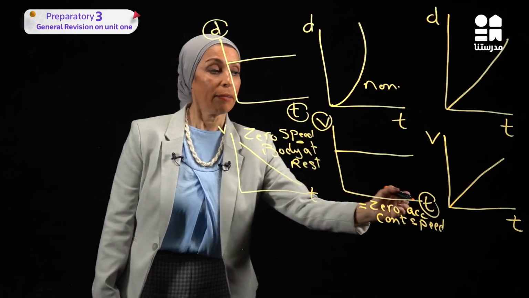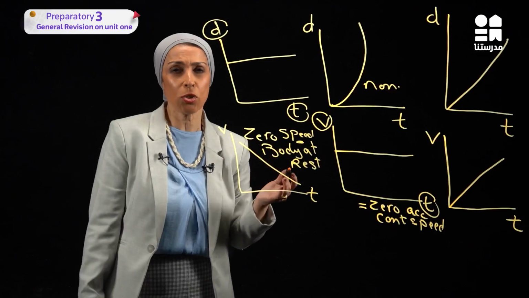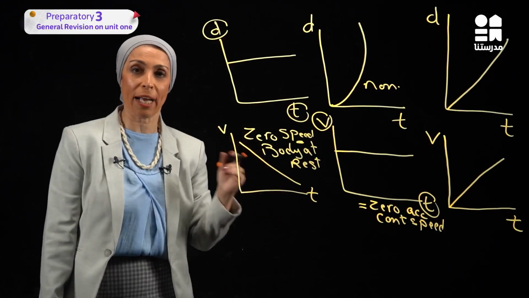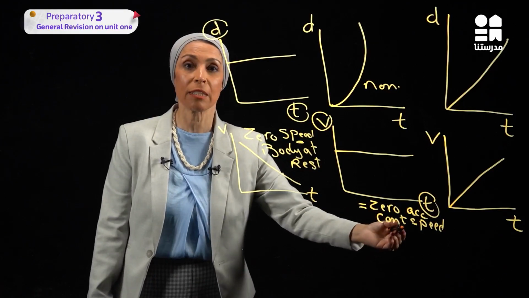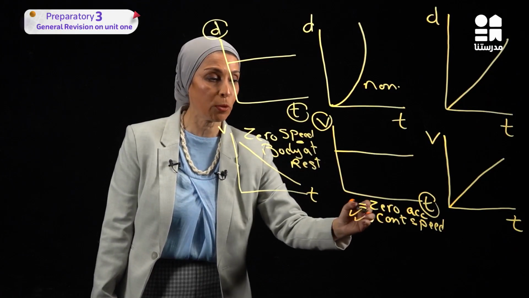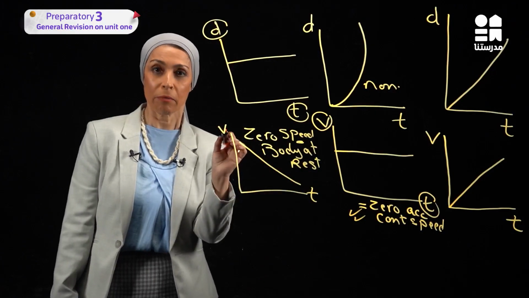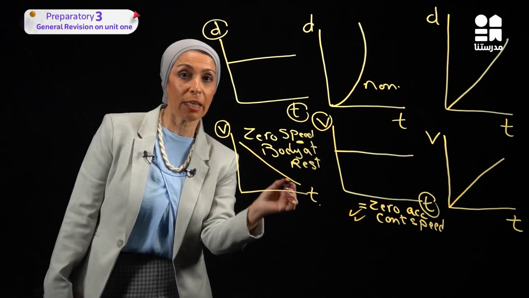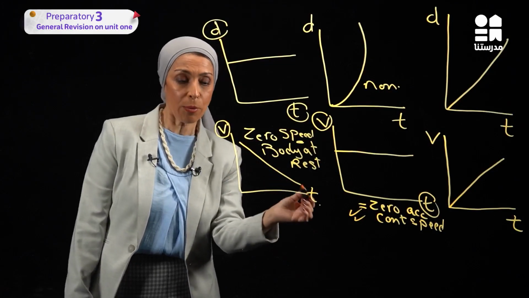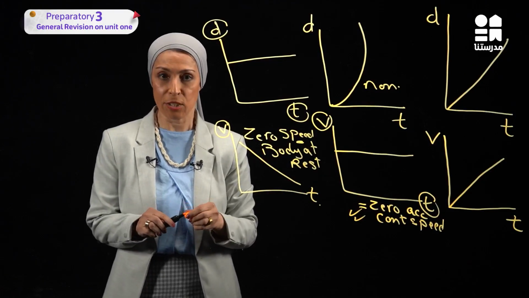Here the body is moving with no acceleration. I said zero acceleration, in other words the body moves with constant speed, which is a very, very important graph. Take care. Here, the last one is the graph between speed and time, a straight line but moving down. So here the body is moving with negative acceleration.